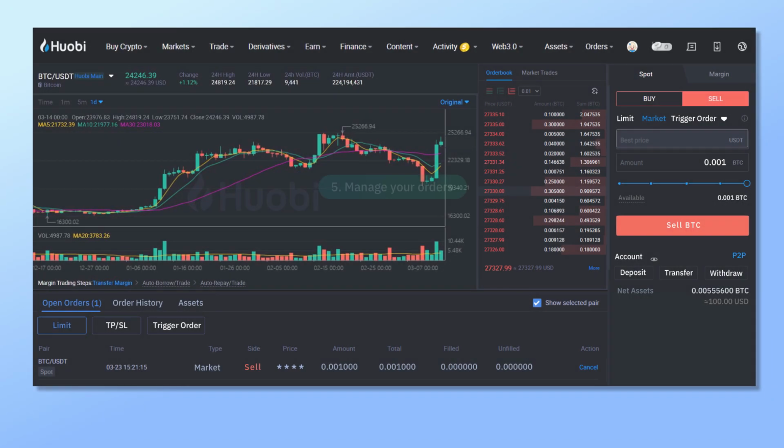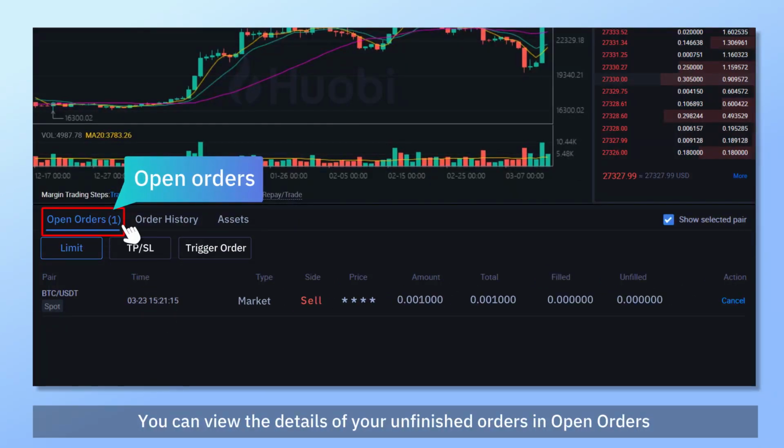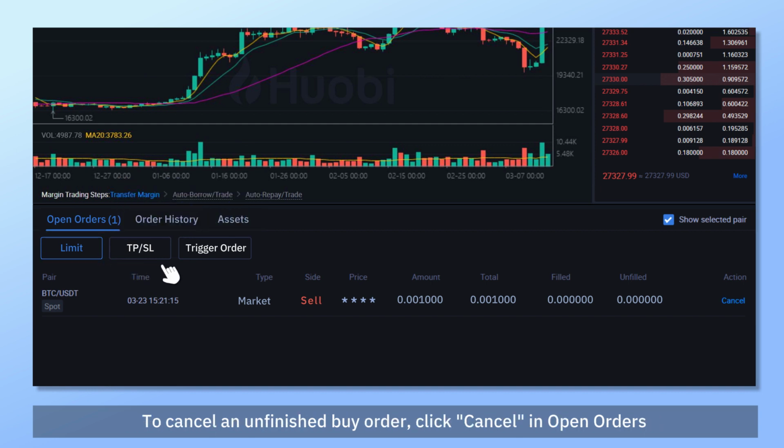5. Manage your orders. Open orders. You can view the details of your unfinished orders in Open Orders. Open orders are categorized by limit, TPSL, and trigger order. To cancel an unfinished buy order, click Cancel in Open Orders.